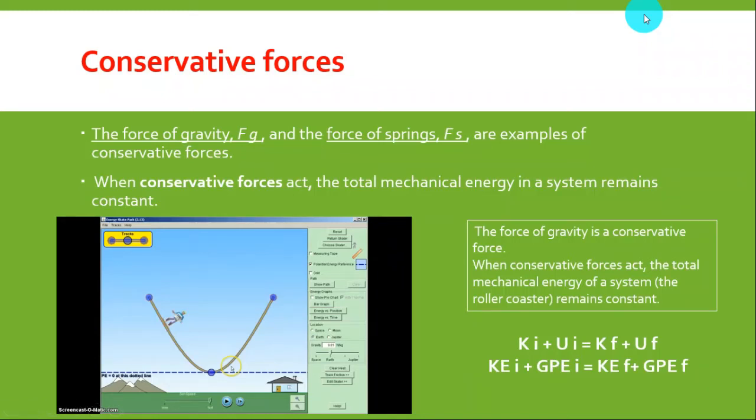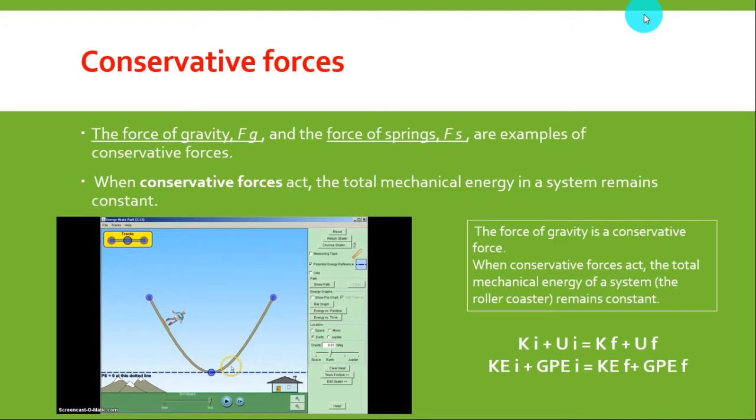Today we want to talk about the last part of our lesson, conservative and non-conservative forces. Conservative forces, like what? Force of gravity, force of spring, these are examples of conservative forces. Okay, what does it mean? When we have a conservative force, the total mechanical energy in a system remains constant.